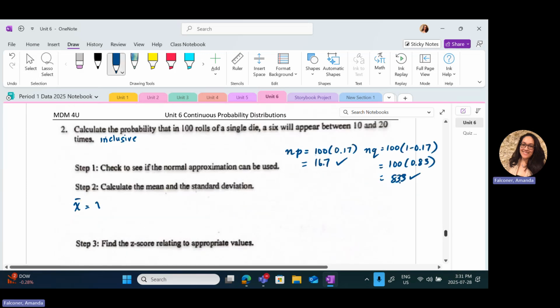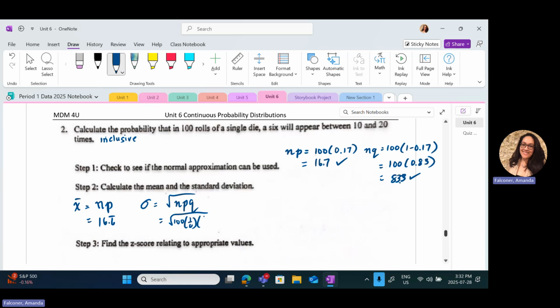Okay, so x bar is equal to n times p, which we've already done up here. It was like 16.6 repeated, or 16.7. And then my standard deviation is the square root of n times p times q. That would be 100 times 1 out of 6 times 5 out of 6. I'm just going to use the fractions here so I don't lose too much accuracy.